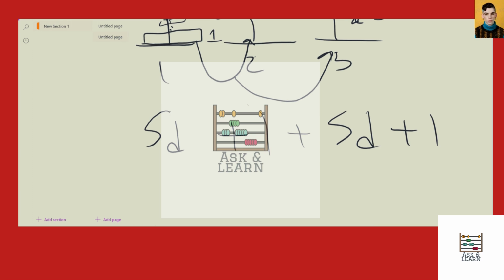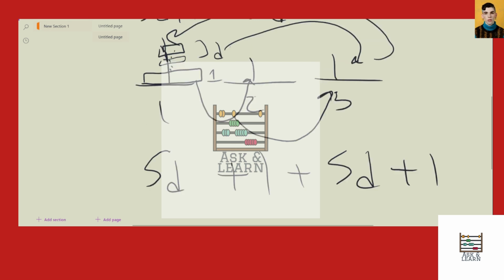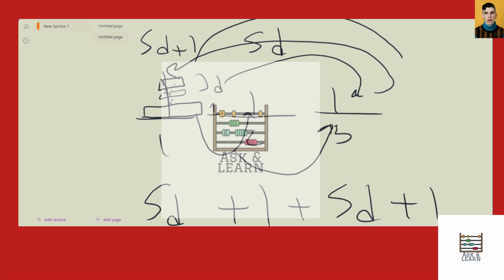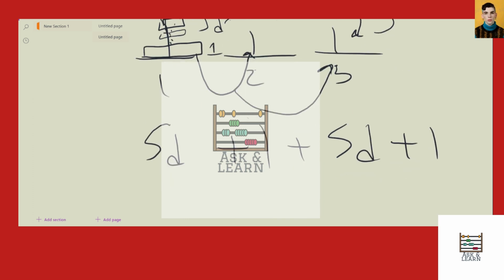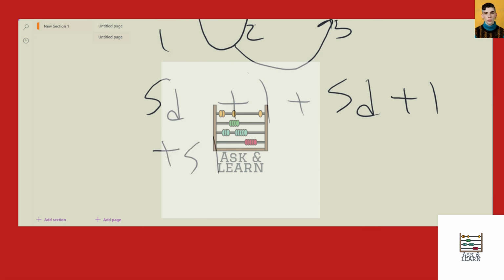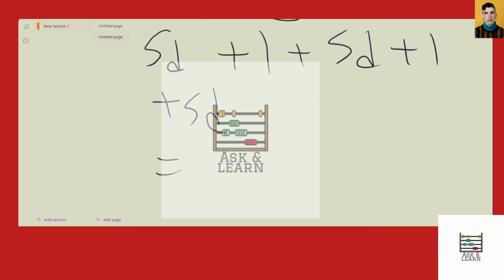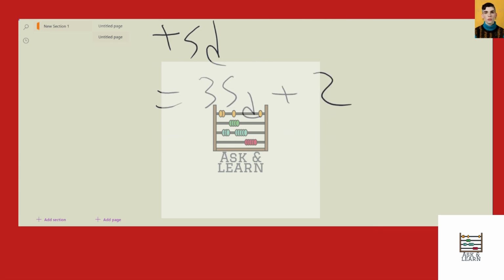And then at last, we're going to move all the D disks from peg 1 back to peg 3 so we can put them on top of the largest disk. And that requires S sub D moves again. So let's add this up. We have 3 S sub D plus 2. That's the number of moves required to solve this with D disks.